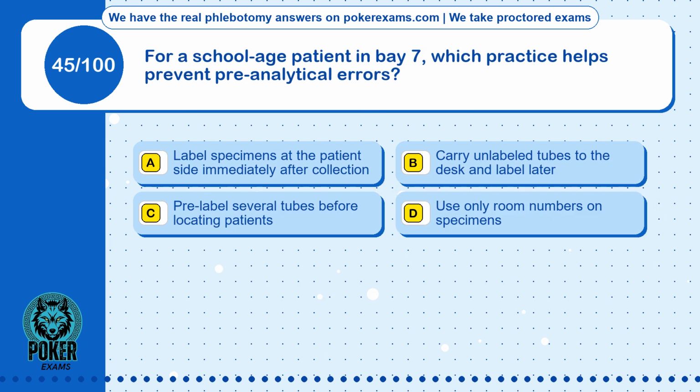Question 45. For a school-age patient in Bay 7, which practice helps prevent pre-analytical errors? Option A. Label specimens at the patient's side immediately after collection. Option B. Carry unlabeled tubes to the desk and label later. Option C. Pre-label several tubes before locating patients. Option D. Use only room numbers on specimens.